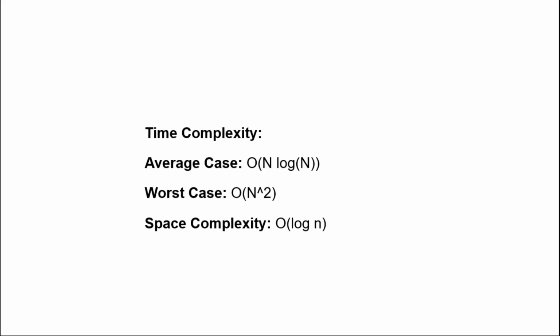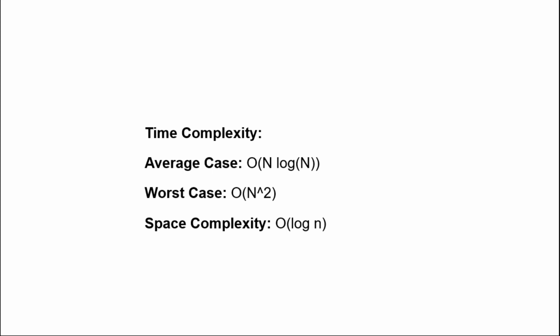Now the time complexity of quicksort in an average case scenario is O of n log n. In the worst case scenario, it goes to O of n square, and the space complexity is O of log n. The average case is also the best case scenario of quicksort. This occurs when we select the median element as the pivot element.